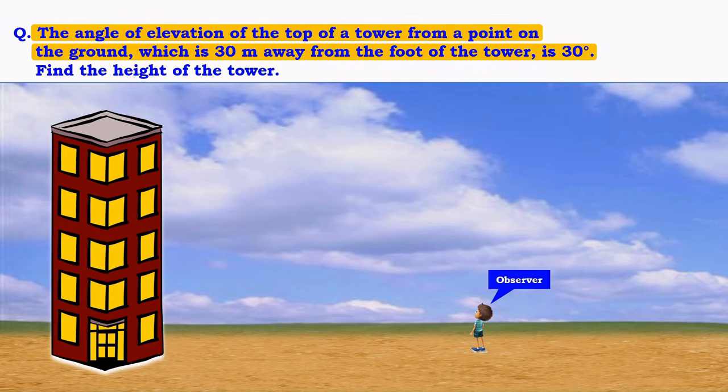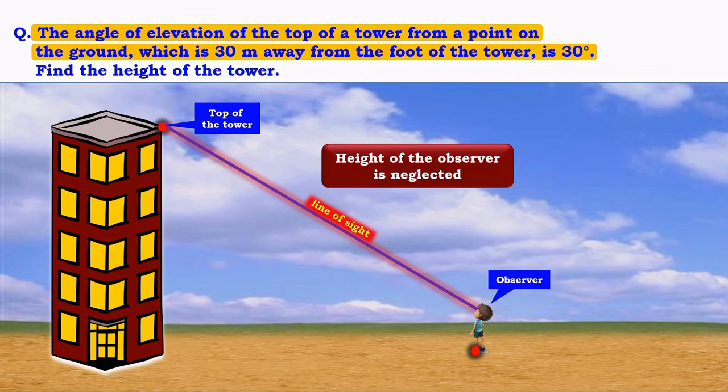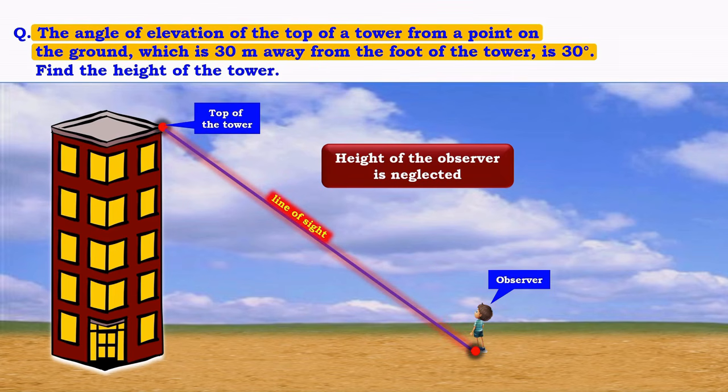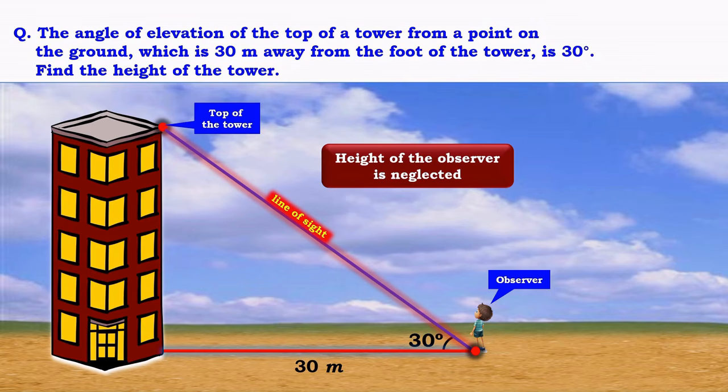Here, A represents the top of the tower and B represents the foot of the tower. The observer is standing at point C, which is 30 meters away from the foot of the tower. The line joining the observer to the top of the tower is the line of sight. The angle made by this line of sight with the ground is 30 degrees. Also, the height of the observer is neglected as it is not given in the question. So, we have a right-angled triangle and we need to find the height of the tower. Let us now solve this problem step by step.